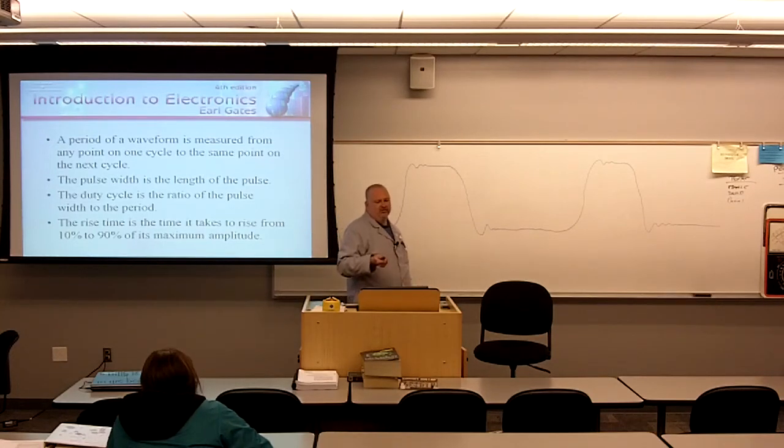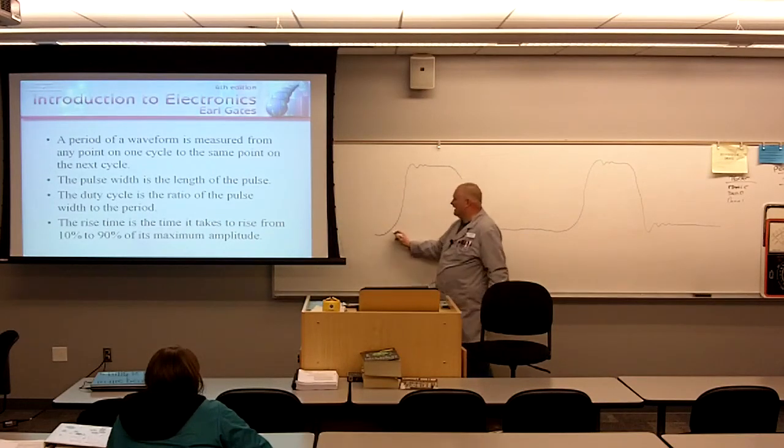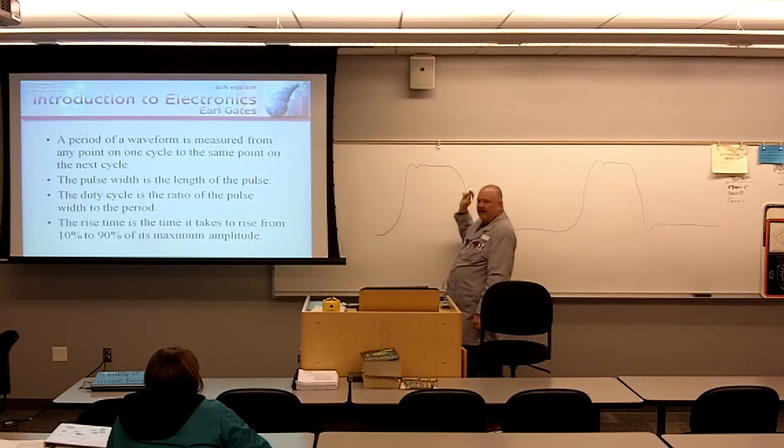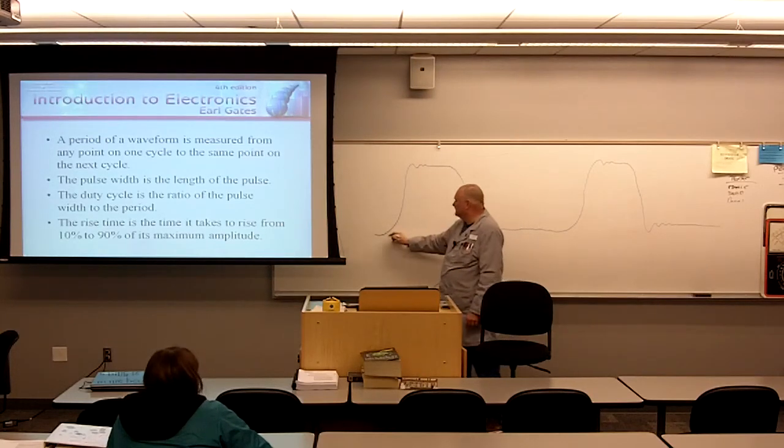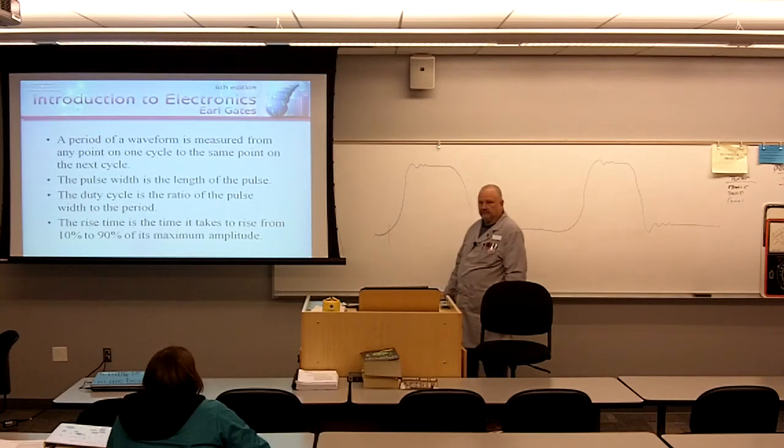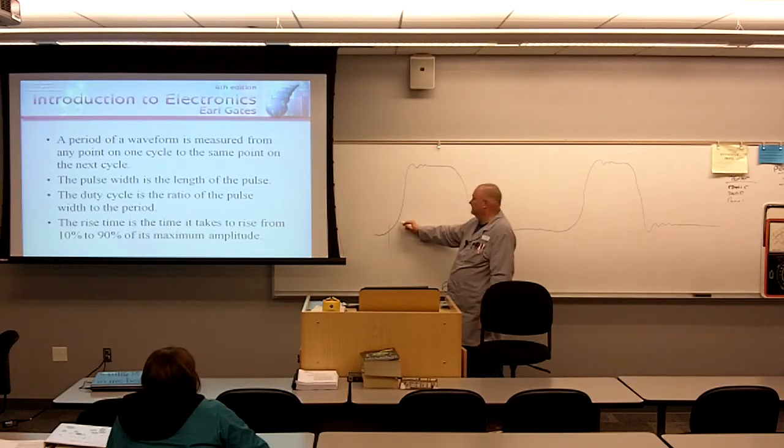Now, they talk about the period of a waveform. So to identify a period of a waveform, you have to establish it could be any point to any other point. So I'm just going to assume right here, I'm going to pick this point right when I start to rise here. I'm going to say that this is the start of a cycle. Okay? Tell me where the ending of that cycle is going to be. Let me know when I reach the end of that cycle.